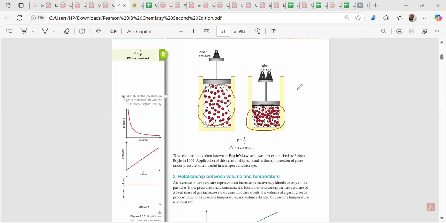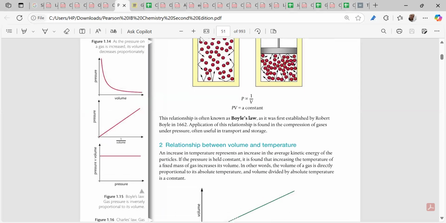This is very important: pressure is inversely proportional to the volume, so P is directly proportional to 1 by V. If you remove the proportionality sign, you have to replace it with a constant. P is equal to constant into 1 by V. Then we rearrange and find PV equal to a constant. Clear?